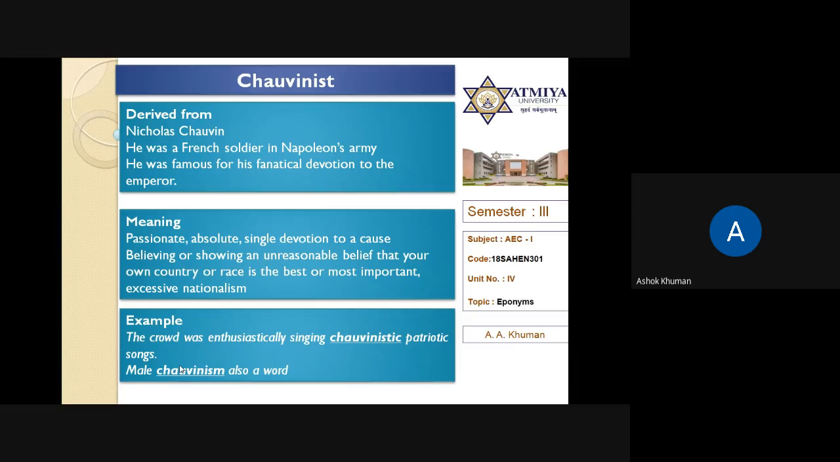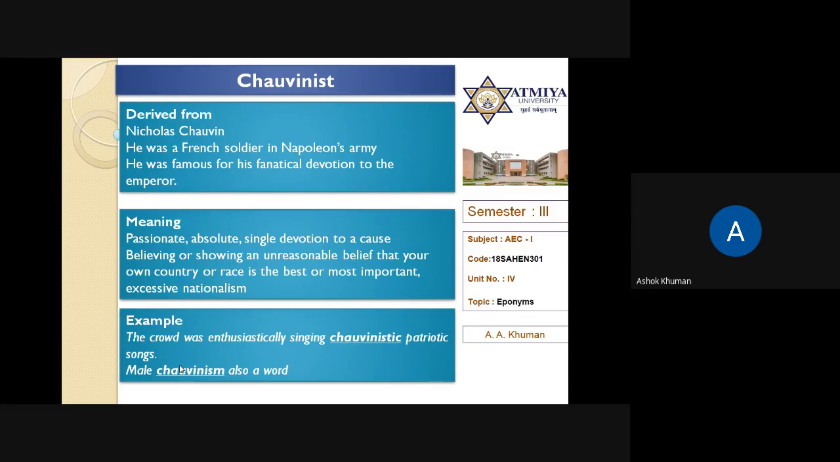Either your love for the study, your love for the religion, or if you are a military man, your love for your duty. Because Nicholas Chauvin was a military man. He was in the army of Napoleon. And he was devoted to his job. Devoted in which way? That you think that this is the best in the world.